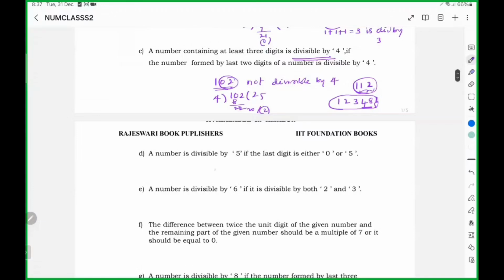A number is divisible by 5 if, like 125 you take, the last digit is 5, it's divisible by 5. Or 0: 120 you take, it's divisible by 5.